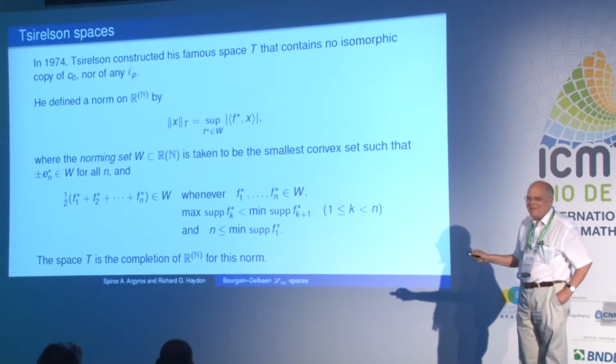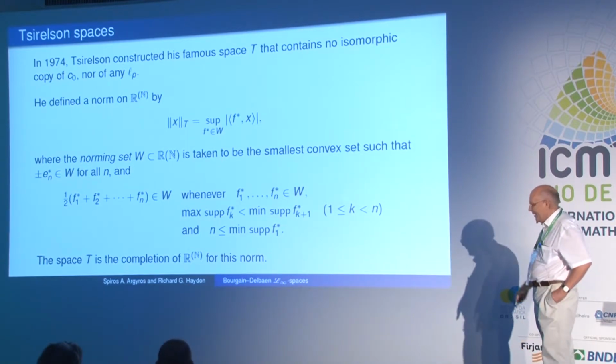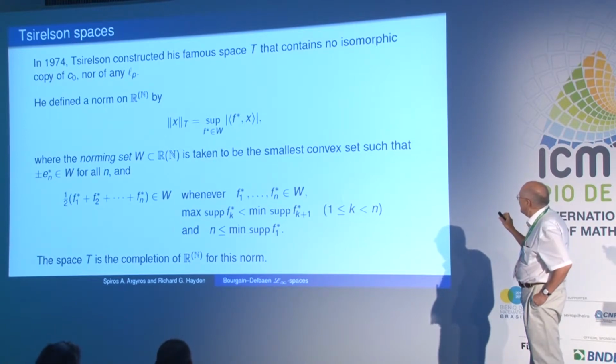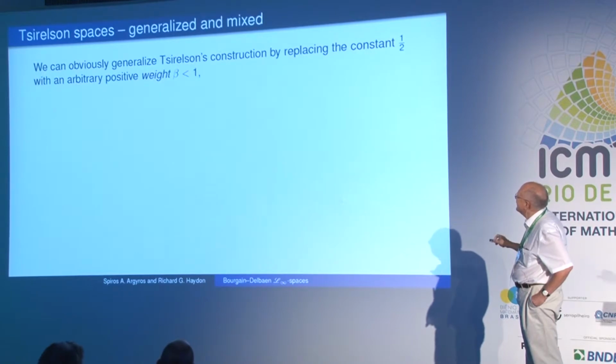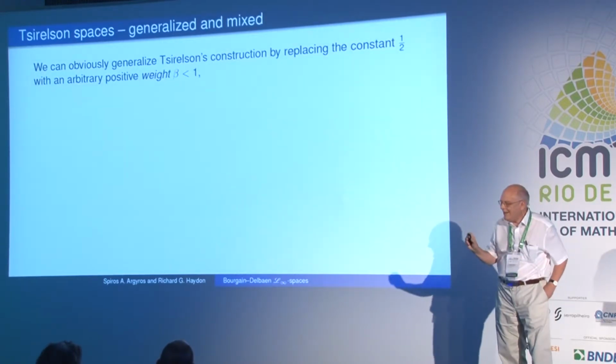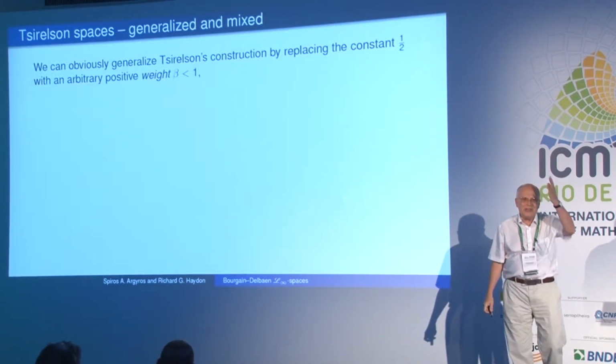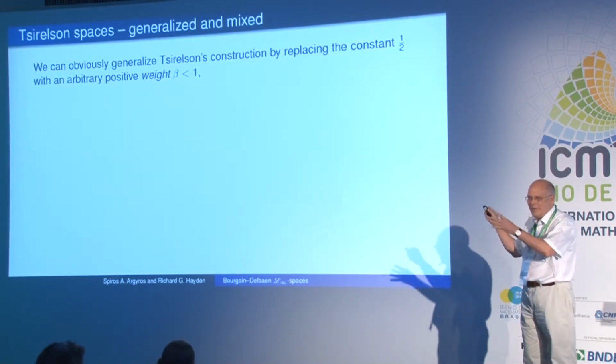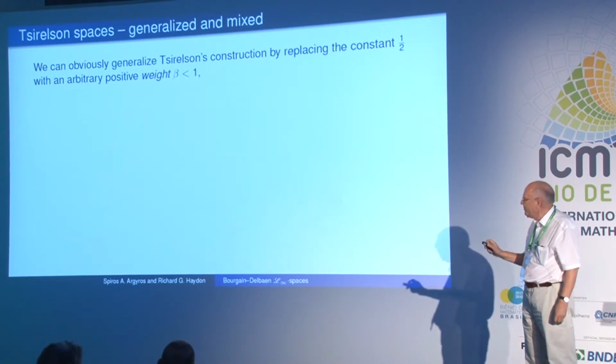So that was the space that didn't contain any lp or c0. And then there were generalizations. So there's a really obvious generalization. There's nothing magic about a half here. You can replace a half with any positive weight beta less than 1.